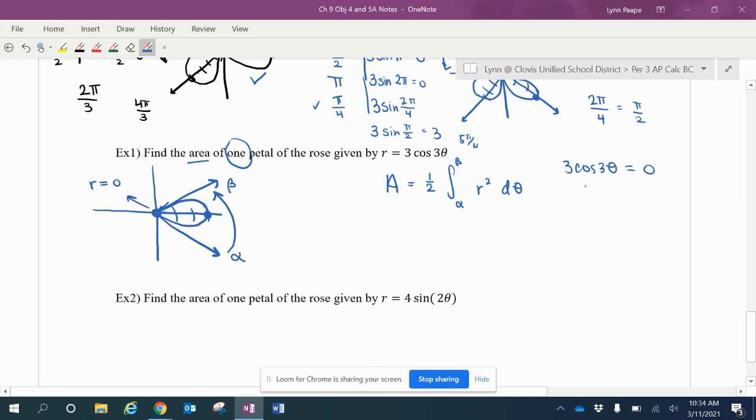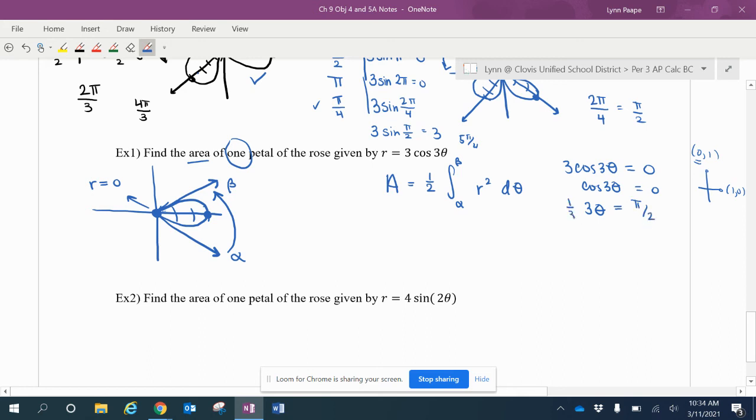So I'm going to divide both sides by 3. And so now I need to know, when does cosine equal 0? I only need to really find one of them because then I'm going to use symmetry. So cosine is equal to 0 when the x is 0, right? So over here, the ordered pair is (1, 0). Up here, (0, 1). So cosine is 0 when x is 0, so that would be at pi over 2.